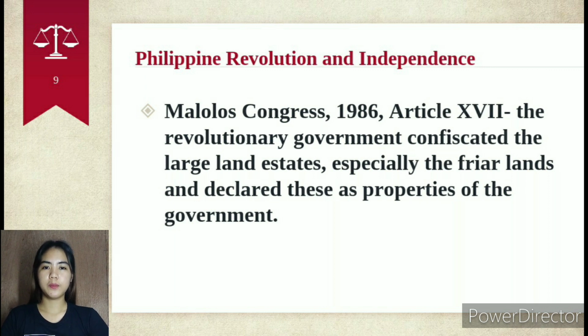Next is the Philippine Revolution and Independence. Because of the abuses of the Spaniards towards us, Filipinos started to revolt, and then we became an independent country. Then we established our government that focused on agrarian reform, which is the Malolos Congress of 1898, Article number 17, which entails that the revolutionary government confiscated the large land estates, especially the friar lands, and declared these as properties of the government. However, the Philippine Republic was short-lived, so here comes the American period.